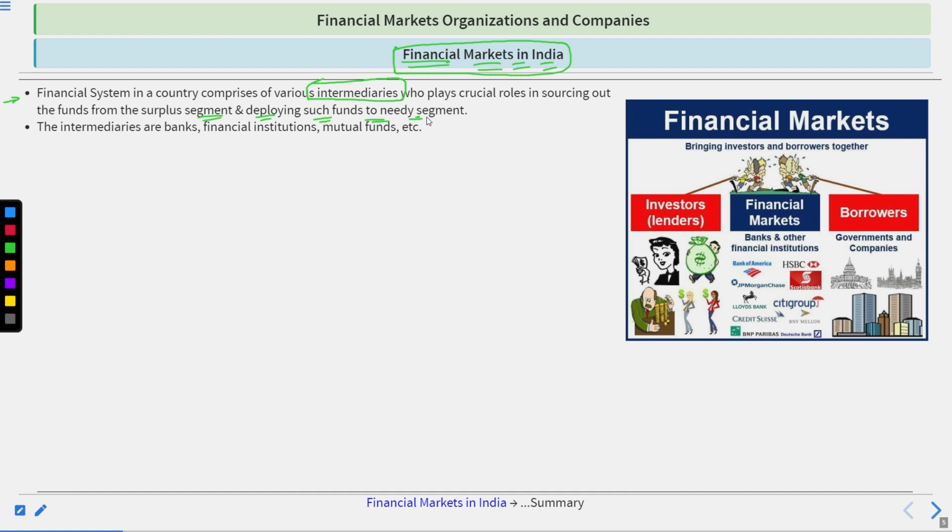The intermediaries that are there, or we could also call them platforms for this buying and selling of funds, are the banks, financial institutions and mutual funds, etc. Got it? So they are responsible for it.